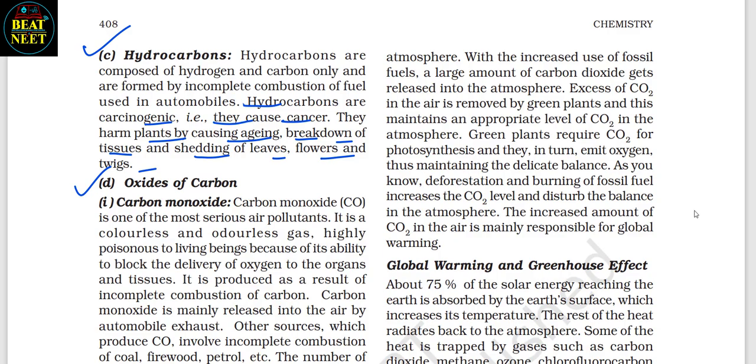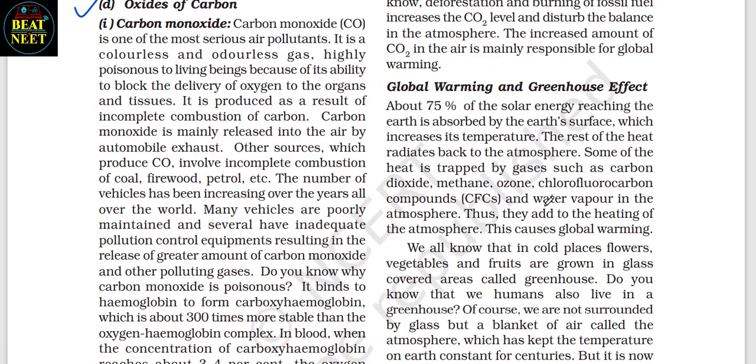D. Oxides of carbon. Number 1. Carbon monoxide. Carbon monoxide is one of the most serious air pollutants. It is a colorless and odorless gas, highly poisonous to living beings because of its ability to block the delivery of oxygen to the organs and tissues. It is produced as a result of incomplete combustion of carbon. Carbon monoxide is mainly released into the air by automobile exhaust. Other sources which produce CO involve incomplete combustion of coal, firewood, petrol, etc.